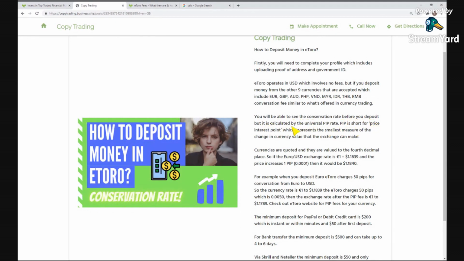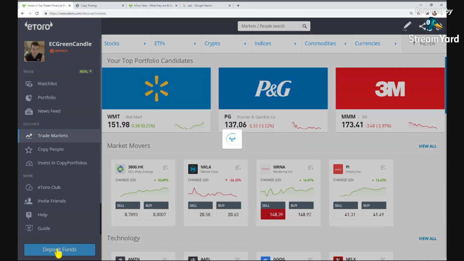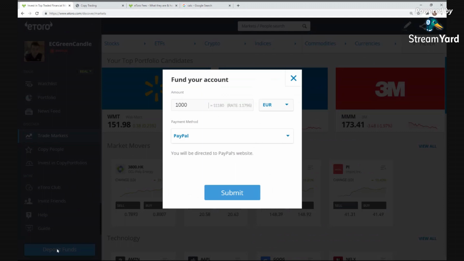Okay, but it's calculated by a PIP rate. Okay, so PIP is short for price interest point. So I'm going to go through this now in a second. I'll just show you on eToro. When you go to deposits, you'll see the rate, the deposit rate here.